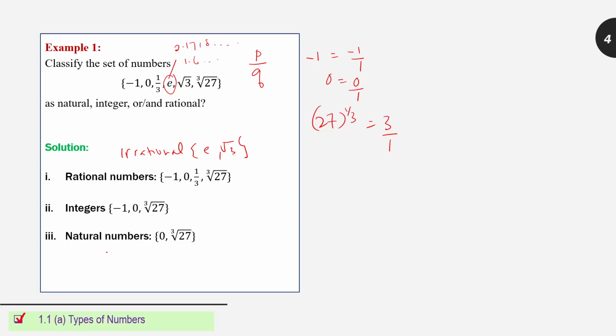Natural numbers, we already learned, are what we can count with our fingers. So now you can notice that 0 is wrong, because 0 is not a number that you can count with your fingers. So you only have the cube root of 27.